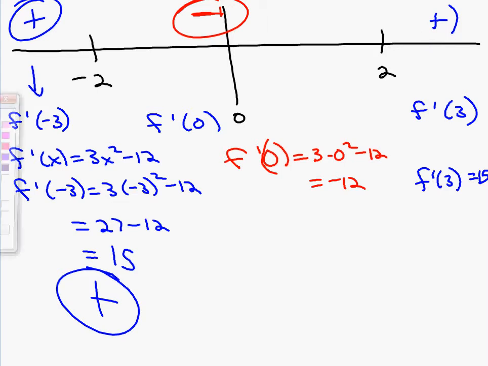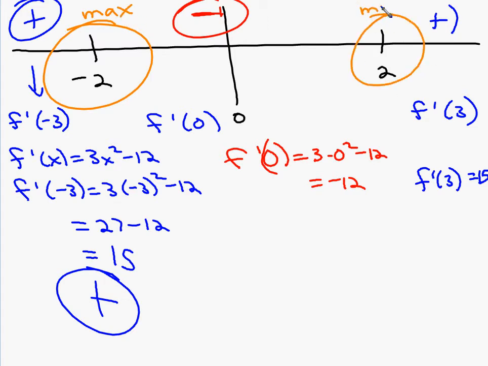Negative 2, let me get a different color. What is this one? Is that a maximum or a minimum? Maximum. It's a maximum because it's switching from positive to negative. So this one is a max. This one is a minimum.